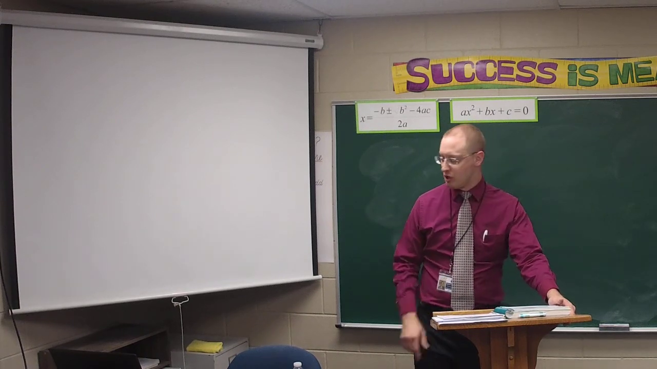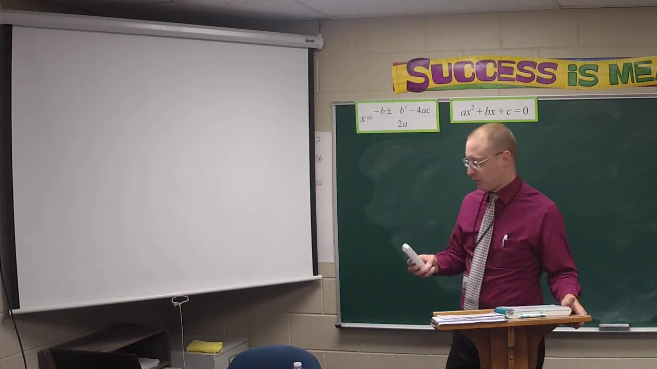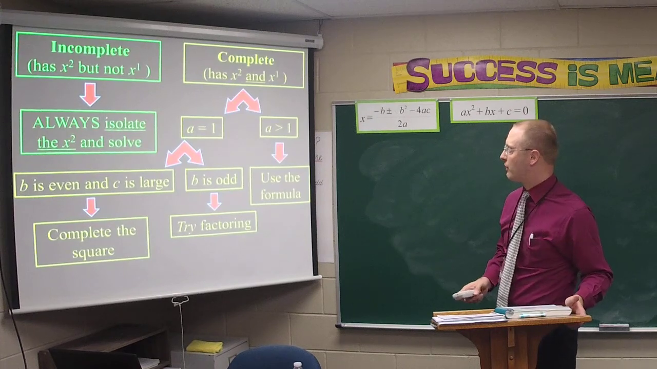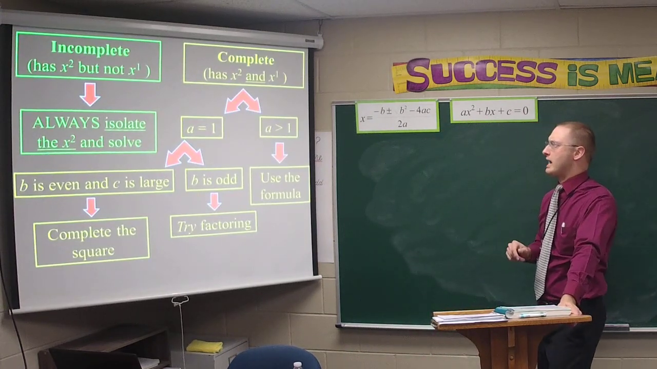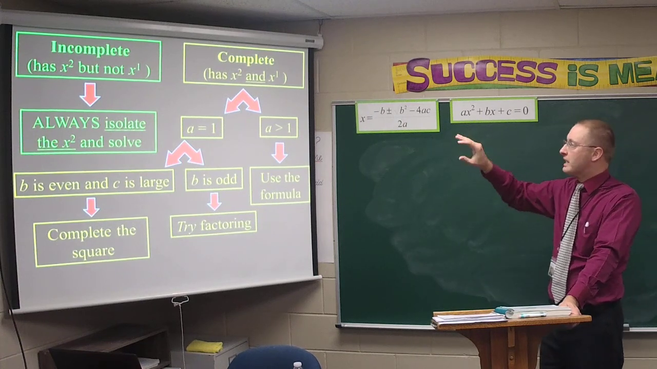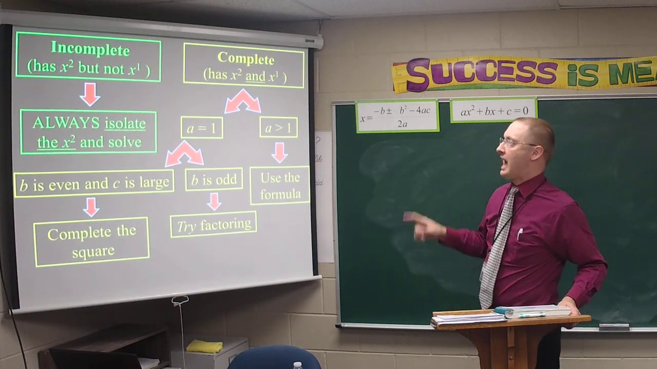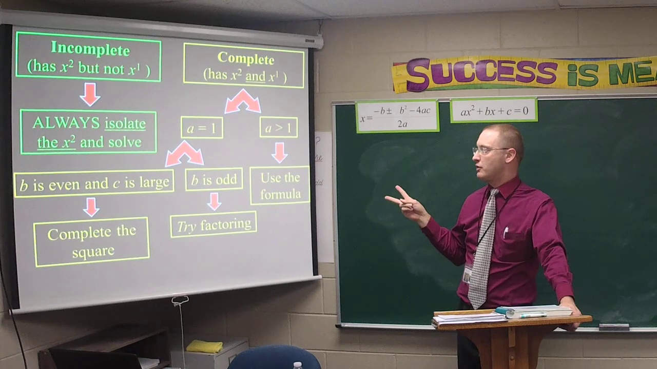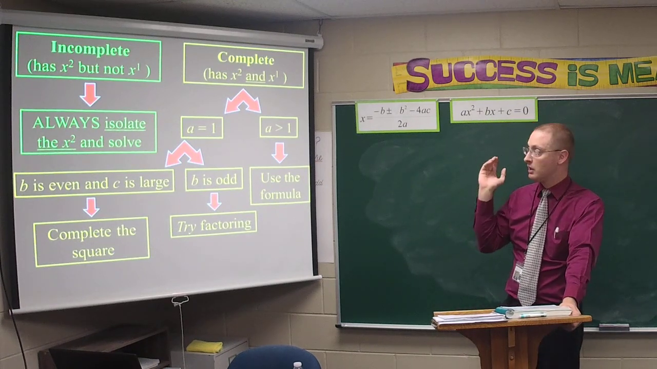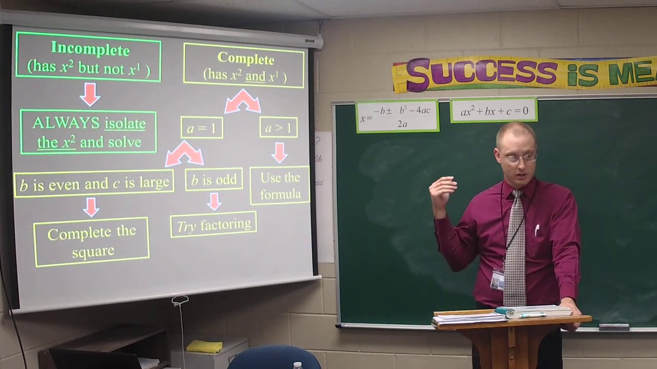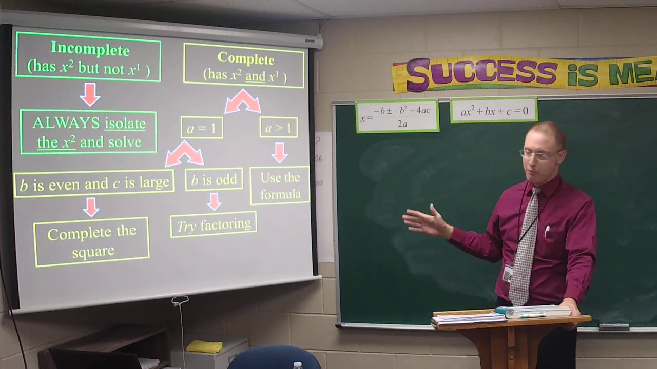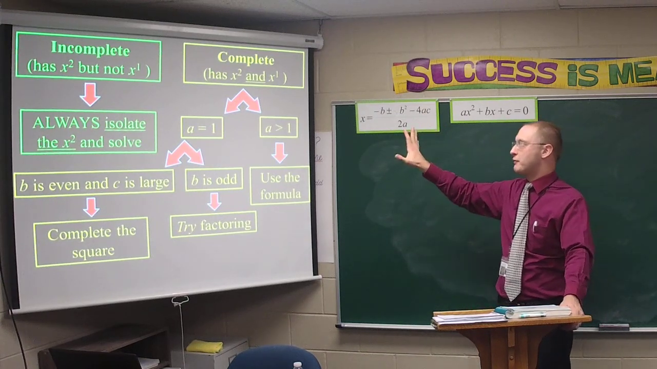If you would go ahead and have it in your notes, I want to break this down for you, a recap of solving quadratic equations. Two types of quadratics, right? You got your incomplete and your complete. Incomplete, super easy. Has an x squared, doesn't have x to the first. We always, class, isolate the x squared and solve by taking the square root. Always the same way. It's your complete that you have different options.